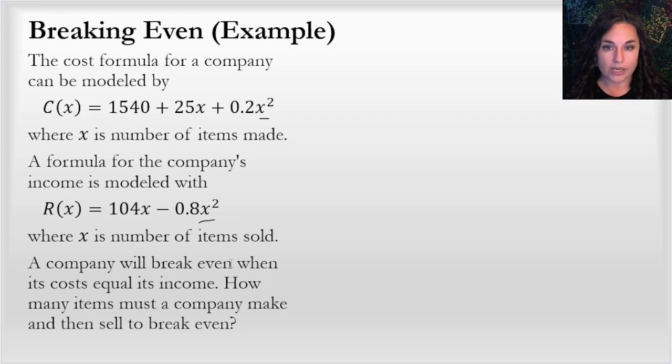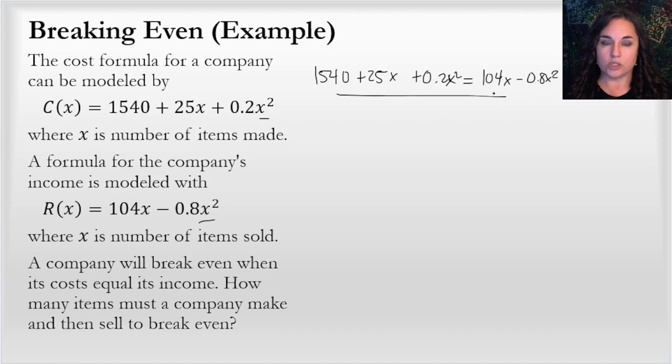Okay, so we're breaking even, and the key thing that we need to note is that when we break even, the cost is going to equal the revenue. So we're just going to set these two things equal to one another. 1540 plus 25x plus 0.2x squared has to equal 104x minus 0.8x squared. Okay, so now we can move ahead and solve.